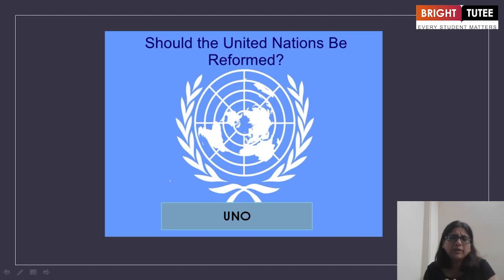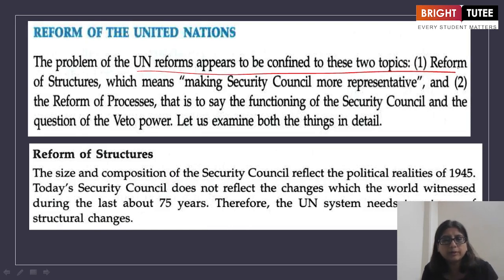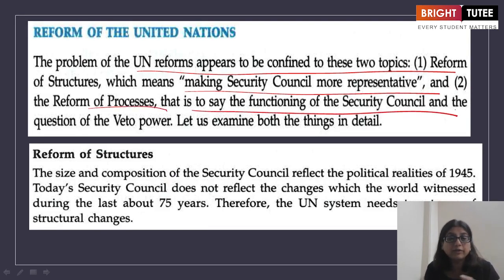Should the United Nations be reformed? Are there any changes required here? Let's see. The problem of United Nations reforms appears to be confined to two topics. First, reform of structures, which means making the Security Council more representative. Second is the reform of processes, that is to say the functioning of the Security Council and the question of the veto power. Let us examine both things in detail.